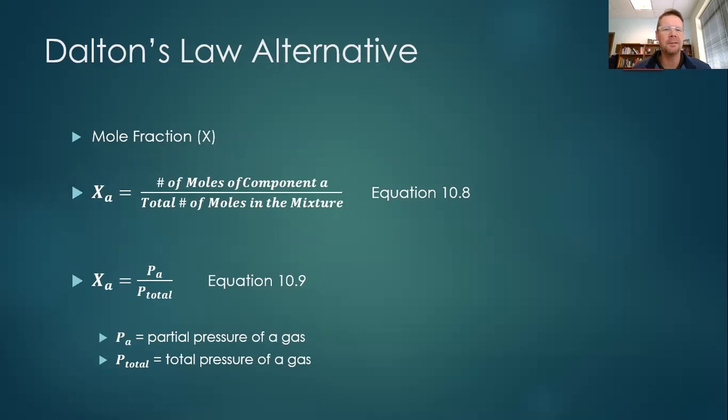Dalton's law alternative, our mole fraction. So XA, if we have a component of a mixture of air, right? The number of moles of a component of the mixture is divided by the total number of moles in the mixture. So XA can also therefore equal PA divided by P total. Partial pressure of gas, total pressure of gas.